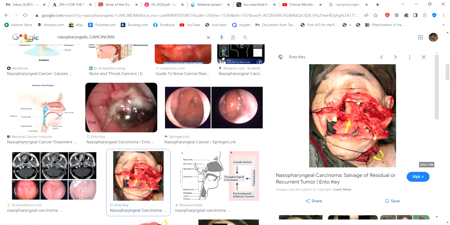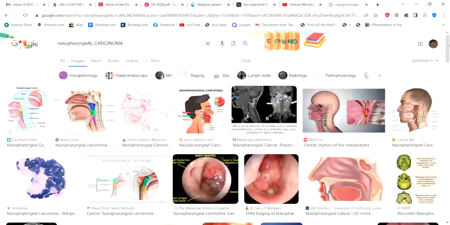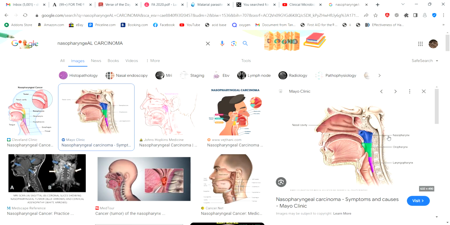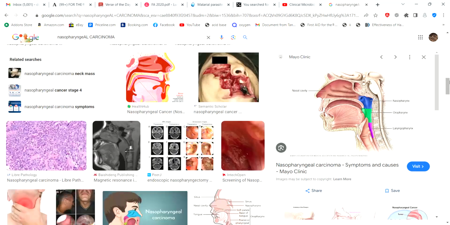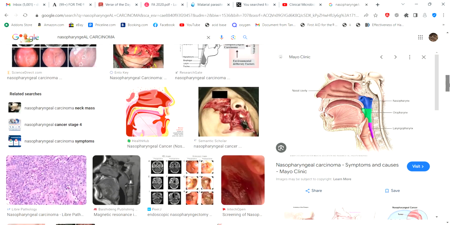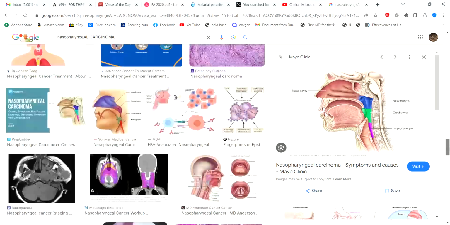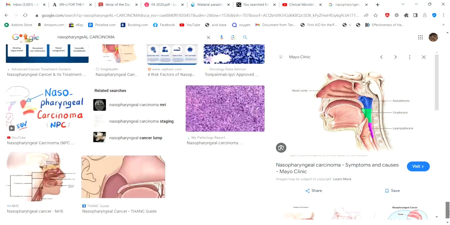So this right here, this is the cancer, nasopharyngeal cancer. So basically it's cancer in your nasopharynx. Nasopharynx right here, that picture I just showed you: nasopharynx, oropharynx, laryngopharynx. So cancer right here is caused by EBV, Epstein-Barr virus, and Burkitt lymphoma. I wonder why it's affecting Asian men.